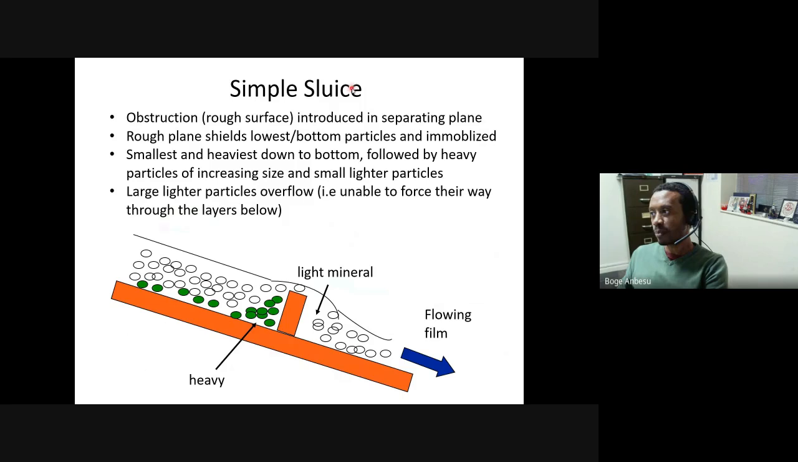You've probably heard about sluices, and some places actually take small sluices to maybe river banks and so on.